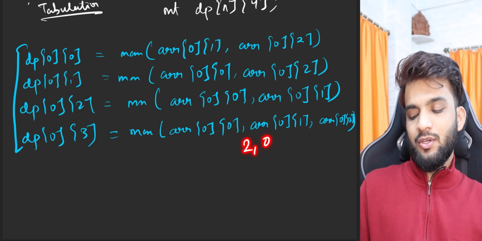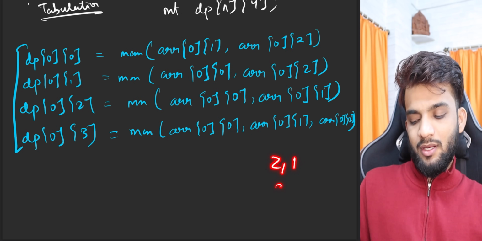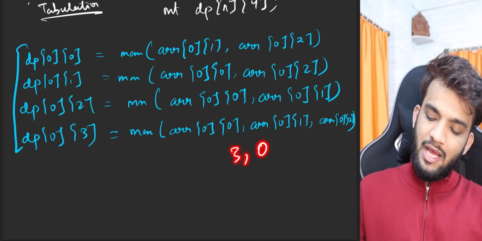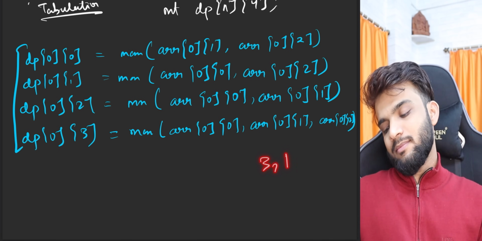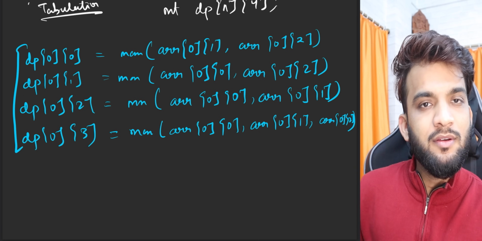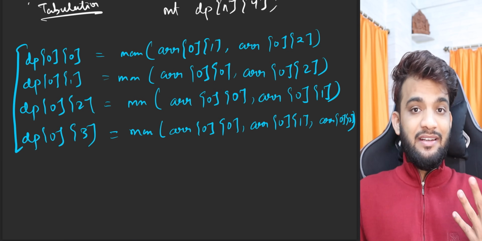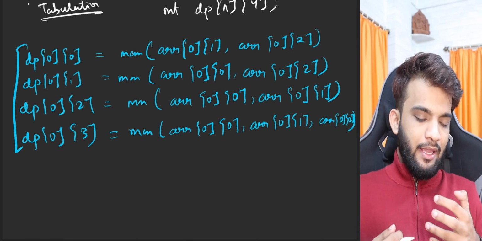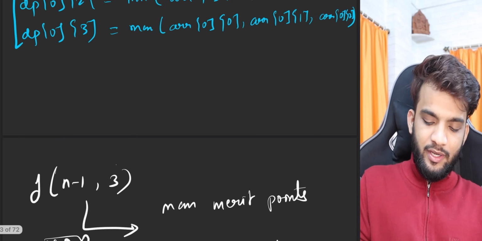For day 2, it can be 0, 1, 2, or 3. For day 3, last can be 0, last can be 1, last can be 2, last can be 3, right? So we can definitely follow this. Thereby we know it for every day. So let's first write the code for day.